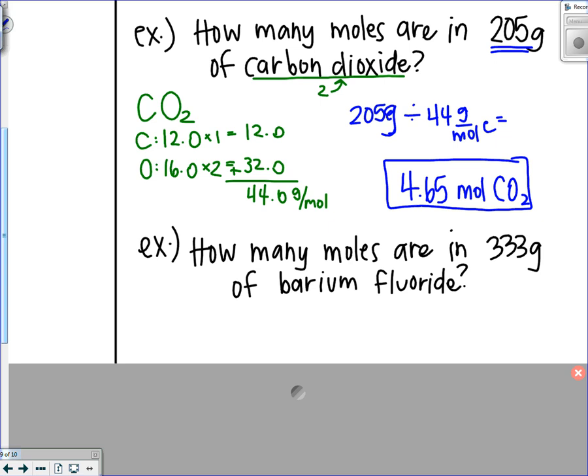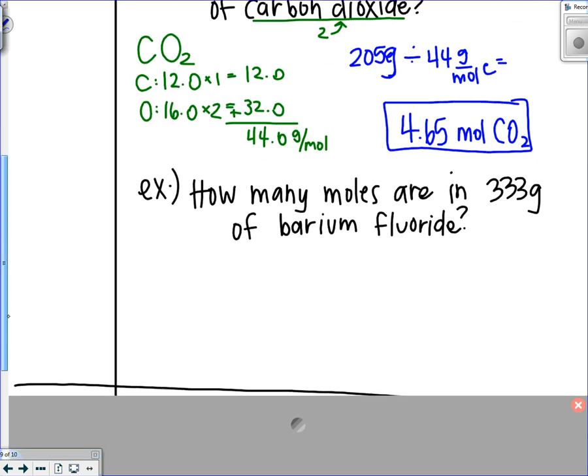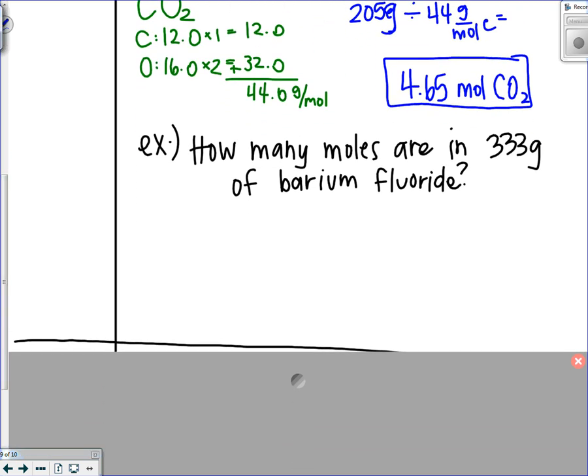Now let's do one last example. Please take a few seconds right now to write down this last practice problem. How many moles are in 333 grams of barium fluoride? So again, same overall 3 steps. We have a chemical name. I need to come up with a chemical formula. Then once I come up with a chemical formula, I'll come up with a molar mass. That's step 2. Then I'm going to take that molar mass and use it in converting this mass to moles.